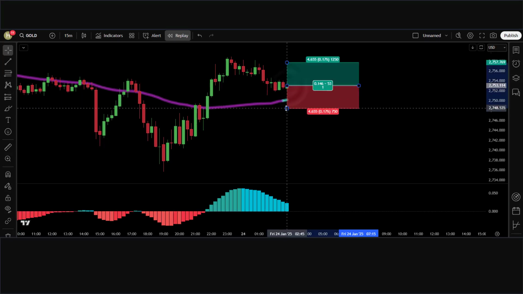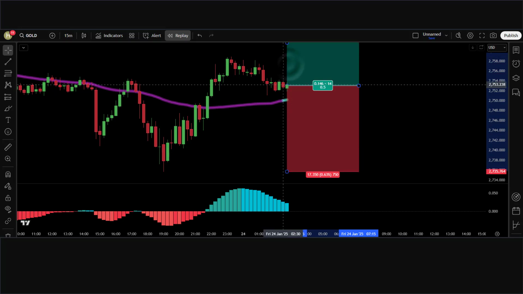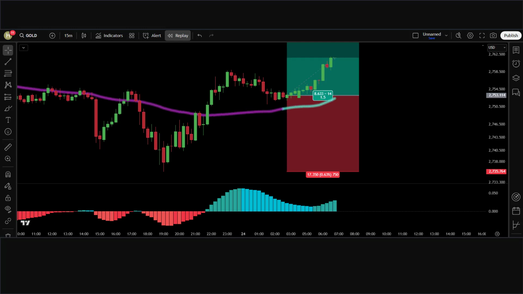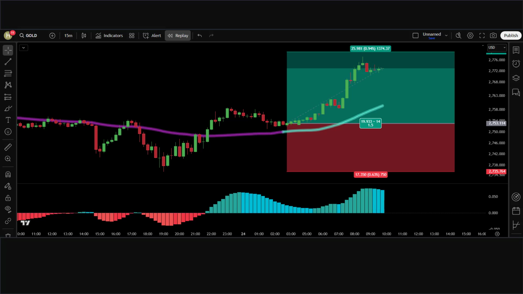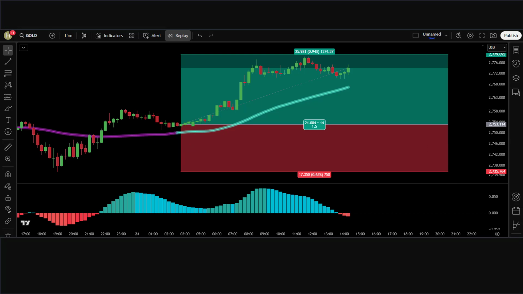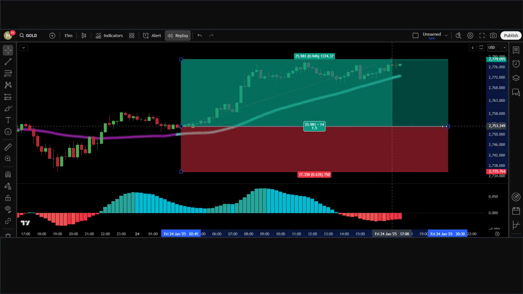Our stop loss will be placed at the current market low, and the risk to reward ratio will be 1:1.5. The market has completely hit the target.